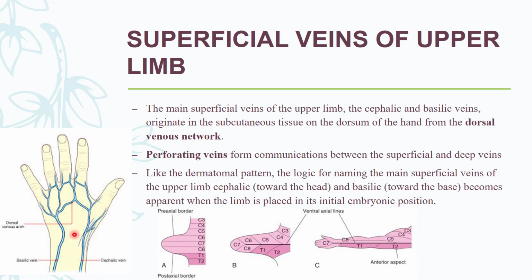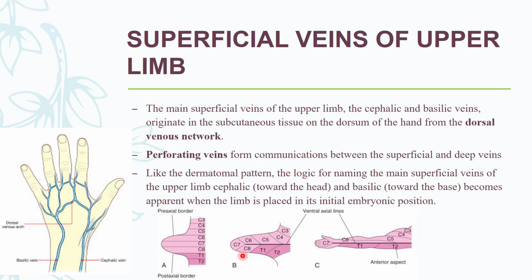The main superficial veins of the upper limb, the cephalic vein on the lateral side and the basilic vein on the medial side, originate in the subcutaneous tissue on the dorsum of the hand from the dorsal venous network. See here in this diagram, this is the dorsal venous network or the dorsal venous arch. It is giving origin to two veins, one on the lateral side, which is the cephalic vein, and one on the medial side, which is the basilic vein. They are present in the superficial fascia below the skin. There are many perforating veins which are communicating these superficial veins with the deep veins.